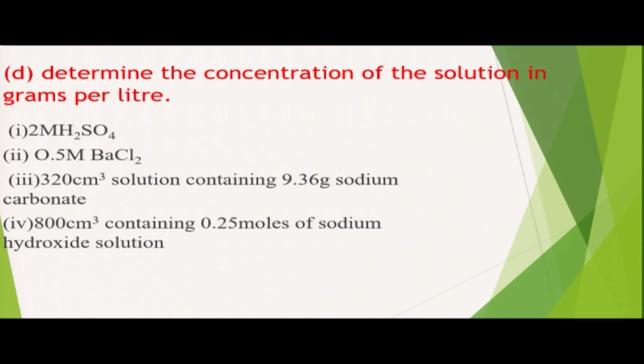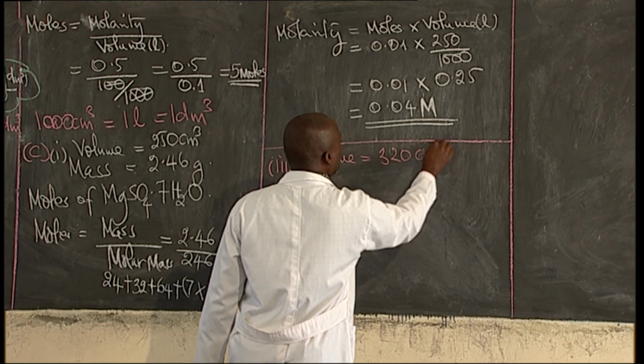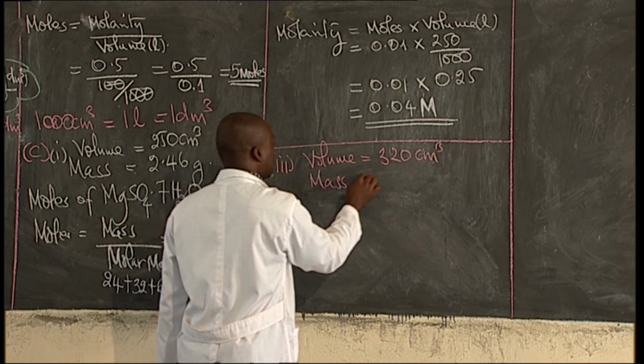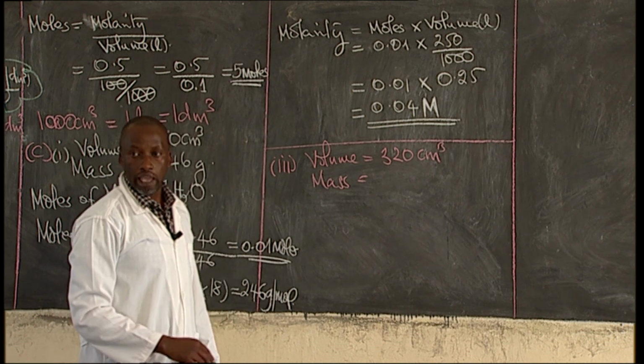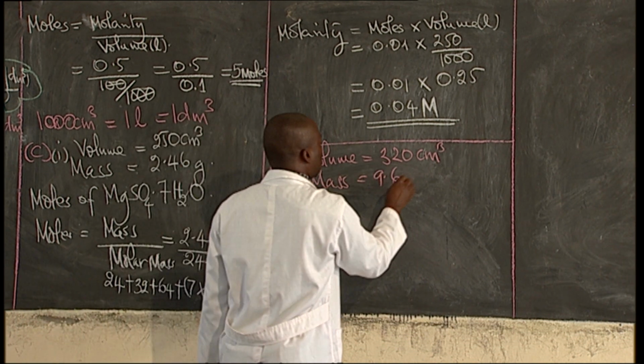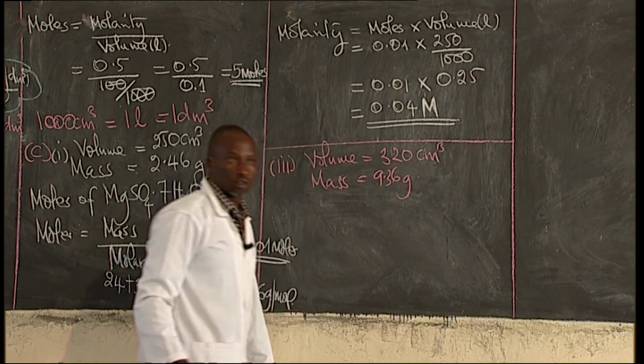So Roman 1, Roman 2. Let me go to Roman 3. I'll leave Roman 1, 2 and 4 for your attempt. I just go to attempt Roman 3 of part D. 320 cubic centimeters is the volume given. We are given the mass, which is 9.36 grams.